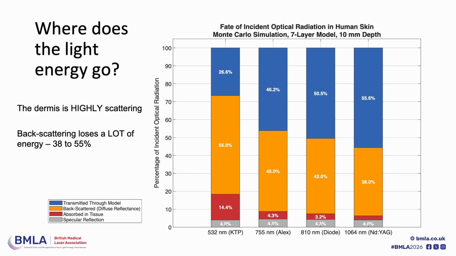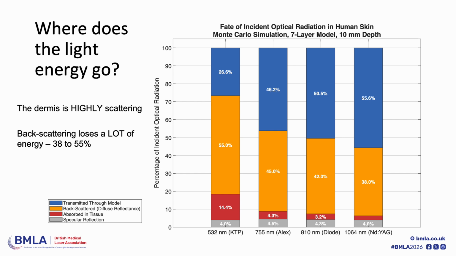That's the orangey bit in the middle, and we can see that at 532 nanometers we can lose up to 55% of our incident energy back through the skin surface out into the local environment. And then as you go up to the 1064 nanometer wavelength, that backscattering element drops to about 38%, more than a third of the light. So it is a significant loss of energy.